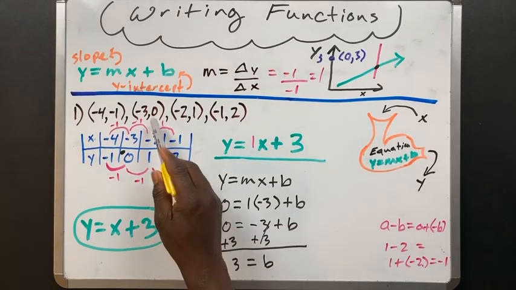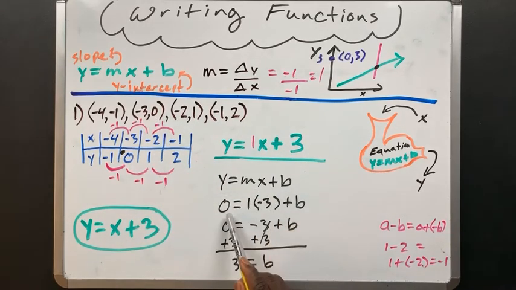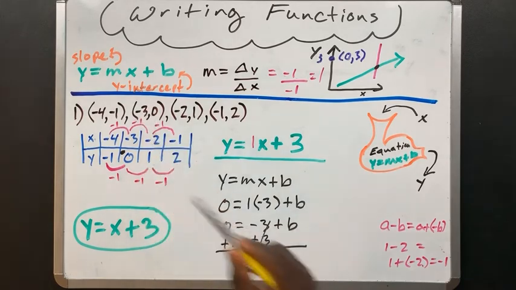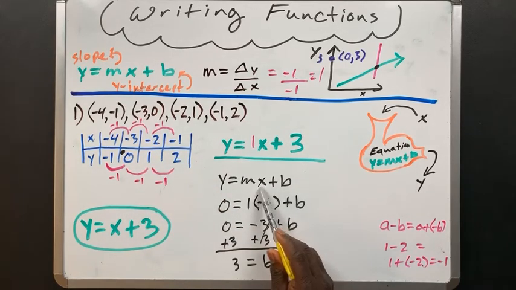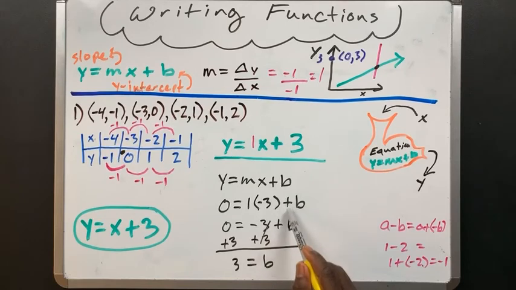The y-value is 0, so I substitute 0 for y. The slope is 1, so I substitute 1 for m. And the x-coordinate is -3, so I substitute -3 for x, and then I bring down plus b. Now, I'm going to simplify and solve for b. Bring down the 0 equals 1 times -3, which is -3, plus b. Now I need to isolate the variable b and solve for b.